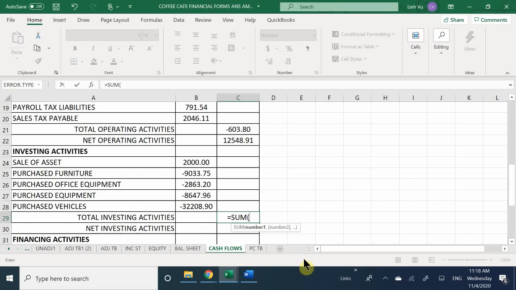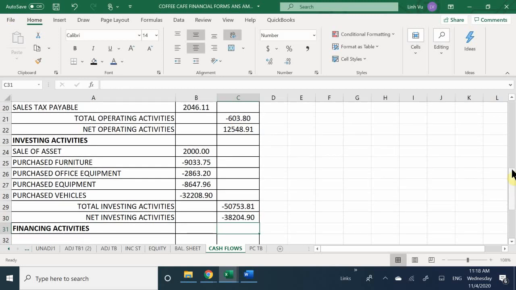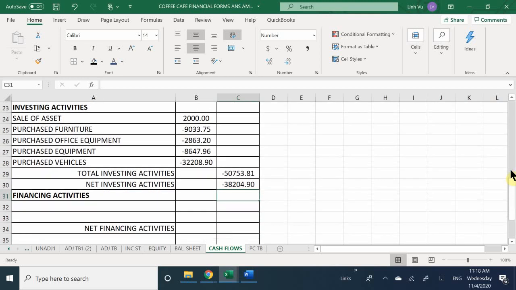All right. So then I'm going to get a total of my investing right here. My total investing should be negative 50,000, and I'm going to add that against my net operating right here. All right. So now I have a negative 38,000 in my net investing, which is okay. You're okay there because this is what I paid for in order to invest in my company.